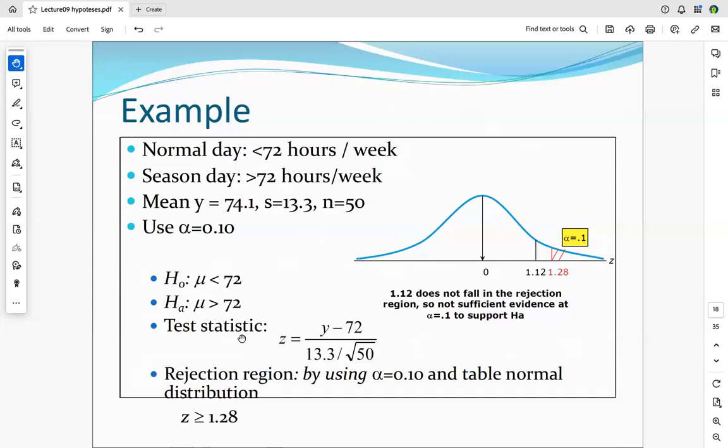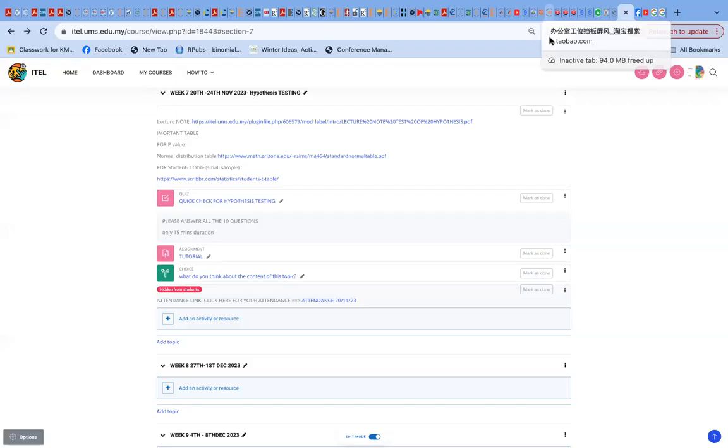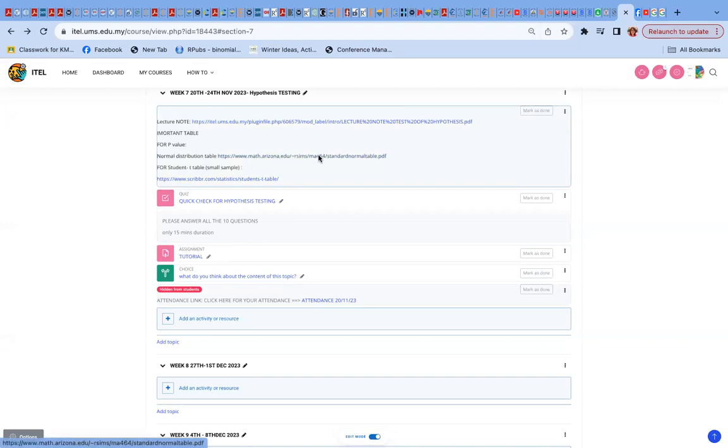Okay, in this case, they do the test statistic first. So the mean is 74.1 minus 72 over the standard deviation over the square root of 50. With this, you are able to find 1.12. The significance level is 0.10. So at this point, you can refer to the standard normal distribution table. You can get the normal distribution table in our IDEX. Let's have a look.